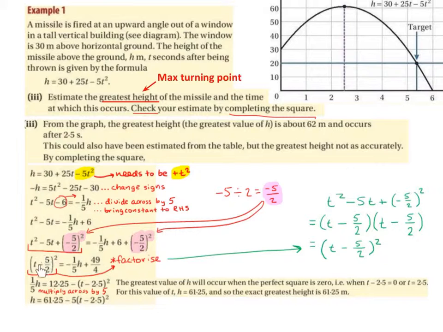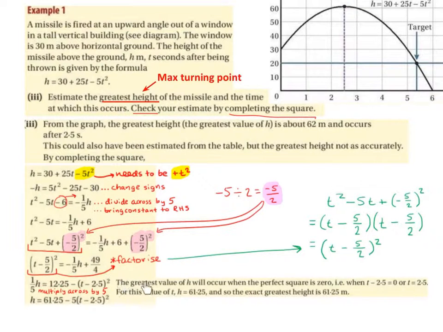So now we have a fifth h, but what we want is h. So in order to change that to h, we have to multiply it by 5. So we're going to have to multiply across by 5. Everything needs to be multiplied by 5. So a fifth h multiplied by 5 is just going to be h. 12.25 multiplied by 5 is 61.25. And minus t minus 2.5 squared multiplied by 5 is going to be minus 5 times t minus 2.5 squared.